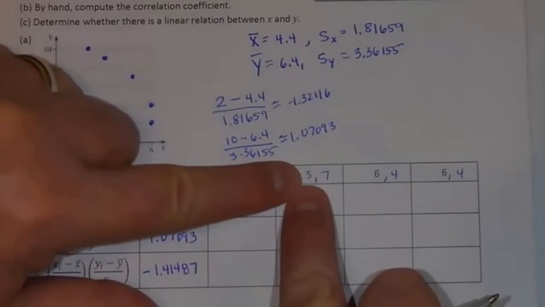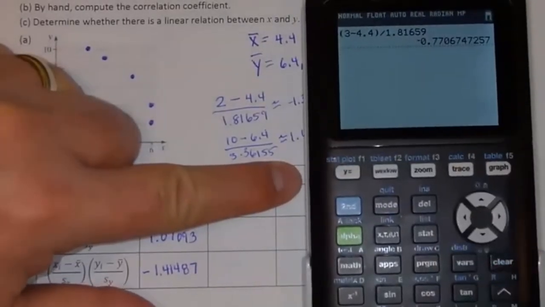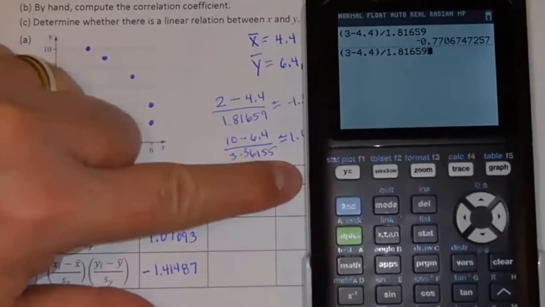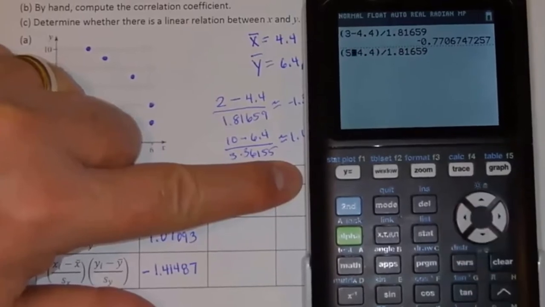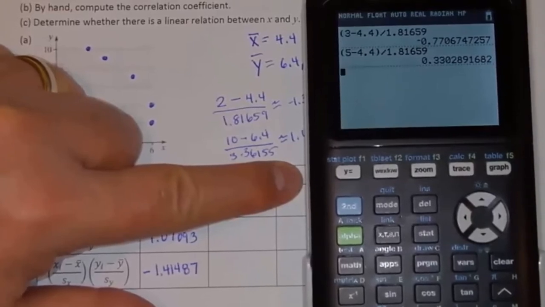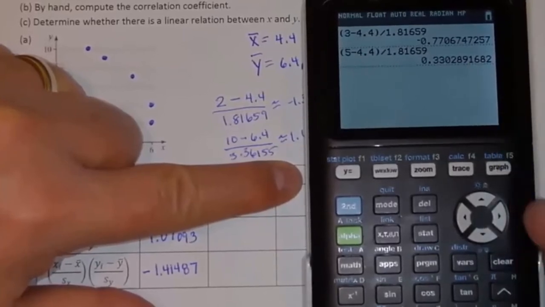Now I'm going to do the same thing for 5. Now here's why I'm going to do it this way. I don't know if you know this trick or not. If I hit the second button and enter on my calculator, that will pull up my previous calculation. So all I have to do is edit the 3 to be 5, and the rest of the calculation's already there for me, so I don't have to keep typing it all in over and over again. So that gives me 0.33029 if I round to 5 places.